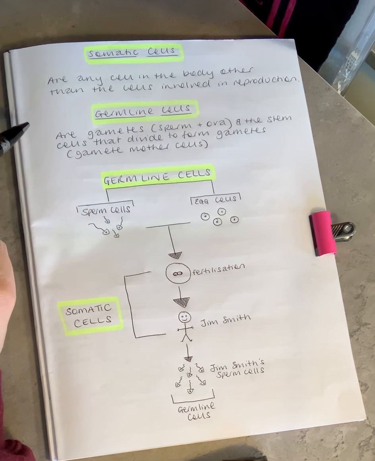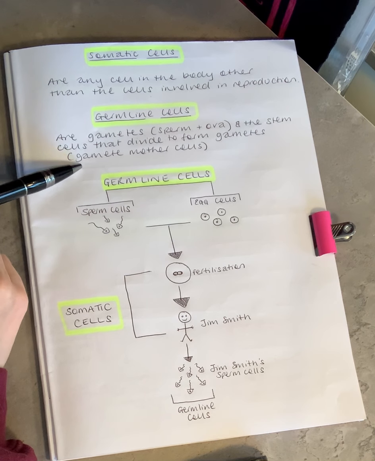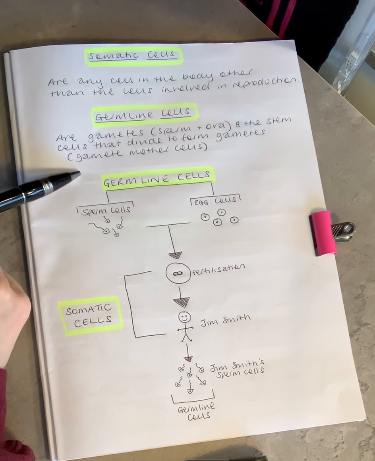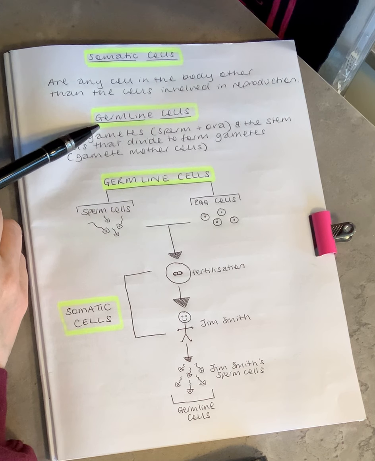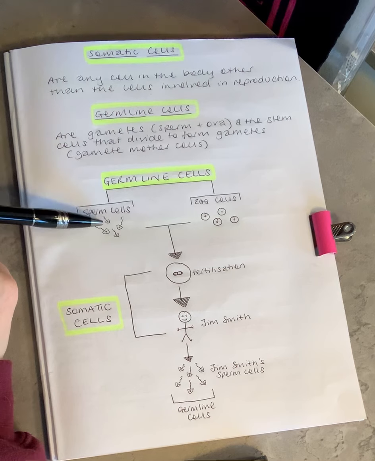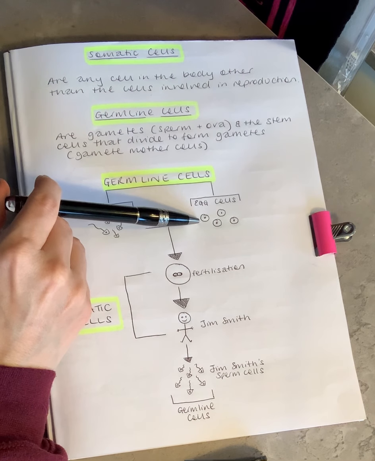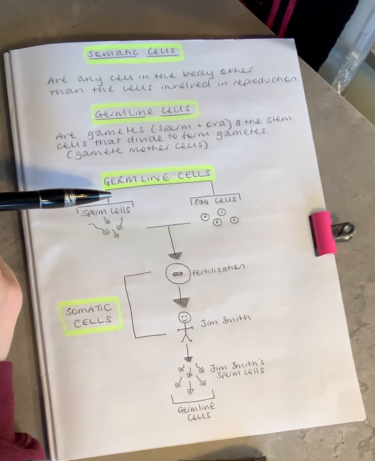So the next one is germline cells. It says germline cells are gametes, so sperm or ova. Ova is the medical term for an egg cell, and also the stem cells that divide to form gametes. What we class as the gamete mother cell. So every cell has to have an originator, it has to originate from somewhere. So when we talk about these germline cells, we're talking about the reproductive cells, so the sperm cell and the egg cell, but also the stem cell that it would originate from.